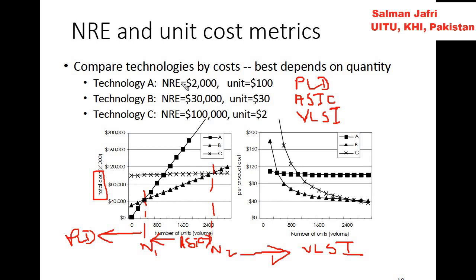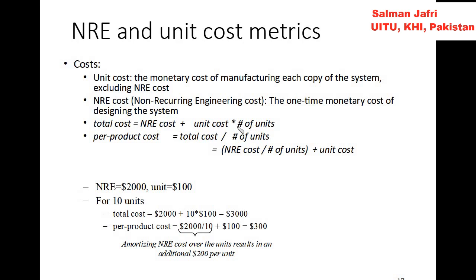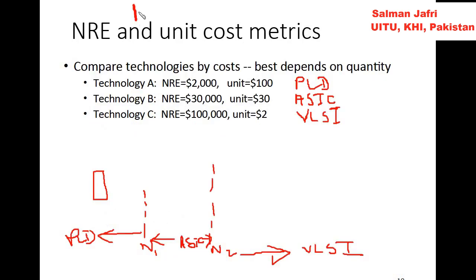Now, if you want to write the equation for the total cost using technology A, what is the formula of the total cost? We just discussed previously. It is basically NRE cost plus unit cost into number of units. Let's say the number of units is N. So for technology A, the total cost of technology A would be given by NRE cost plus unit cost, which is 100, into number of units, which is N. Let's call it equation 1. So what kind of an equation is it? What kind of function does this equation represent? It represents a straight line.